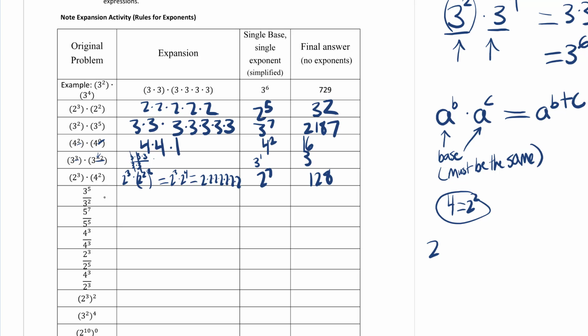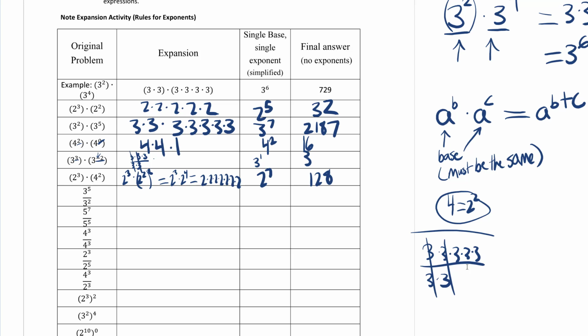Okay, 3 to the fifth over 3 squared. We just showed you what happens when you have some on top and some on bottom. Some are going to cancel out. I will show you an example of what that looks like over here on this side. Okay, so we have 3 to the fifth. How many threes? 1, 2, 3, 4, 5. Over 3 to the second. 1, 2. How many cancel? Those 2. We're left with 3 to the third.